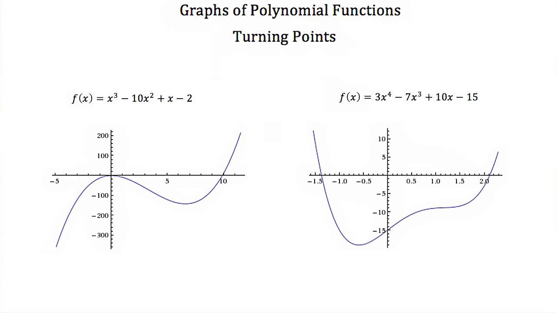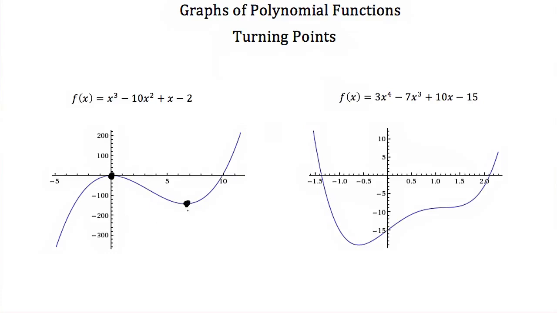Now the next thing we have to talk about in polynomial graphs are turning points. Let's look at our first graph. This is the graph of x cubed minus 10x squared plus x minus 2. Now a turning point is just the point where the graph kind of turns around. So we're heading upward here, and then we start heading downward in the y direction. So right here would be a turning point. Then we're heading downward, and we turn and we start heading upward again. So right here would be another turning point.